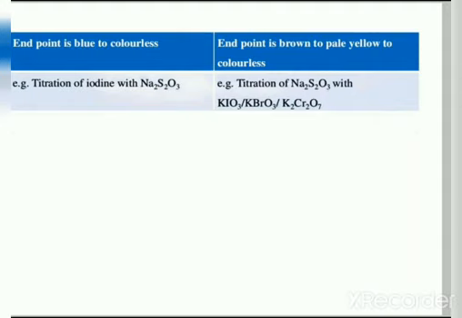Therefore, in iodimetric titration, the titration is done by using the iodine itself. In iodometric titration, the iodine liberated in the reaction is titrated against the titrant. So one is a direct titration and the other is an indirect titration, because it is titrated against the liberated iodine.